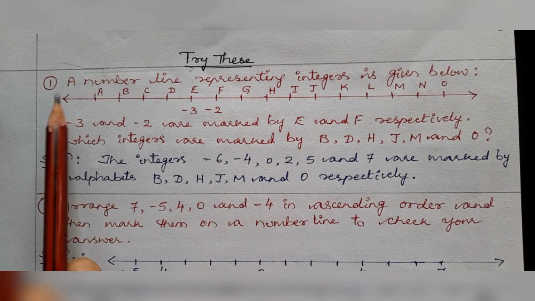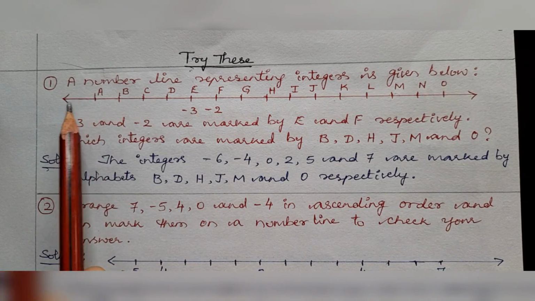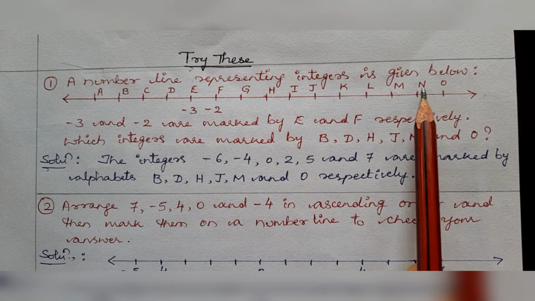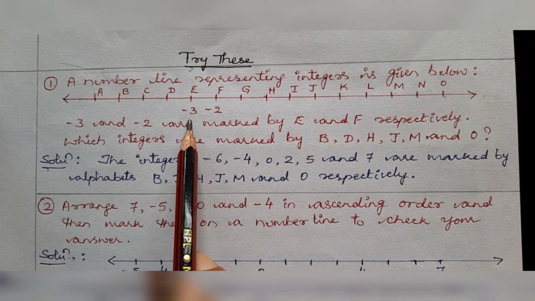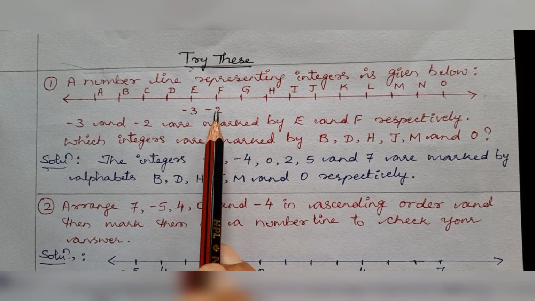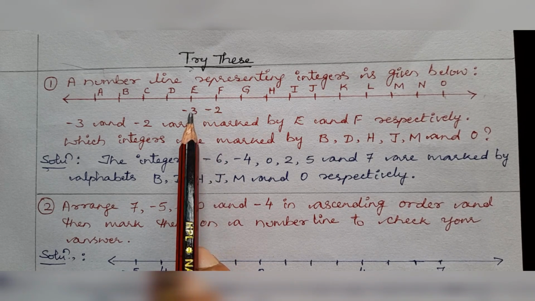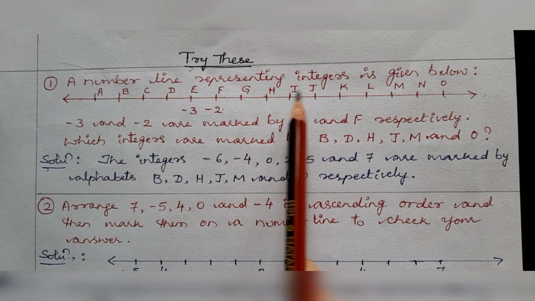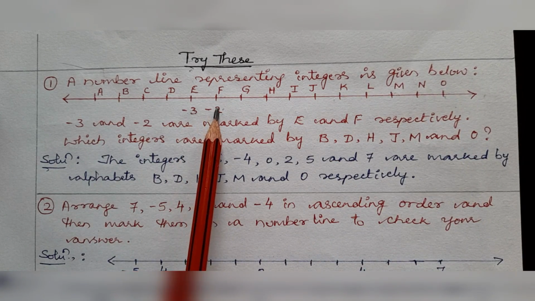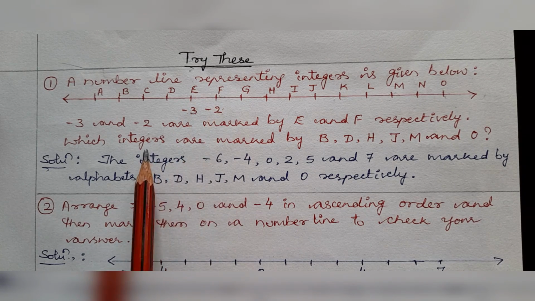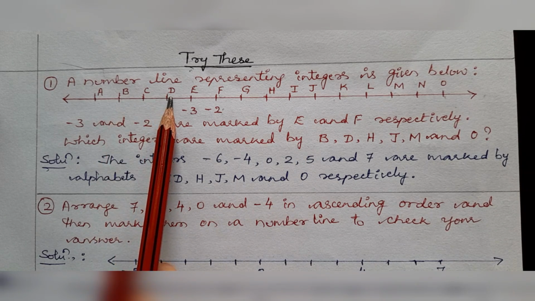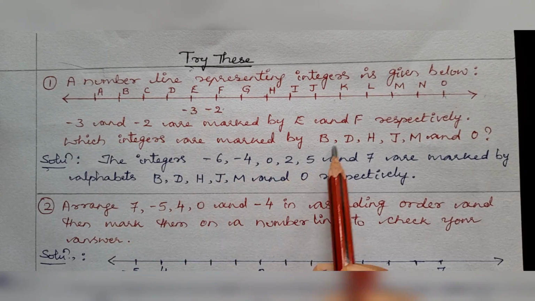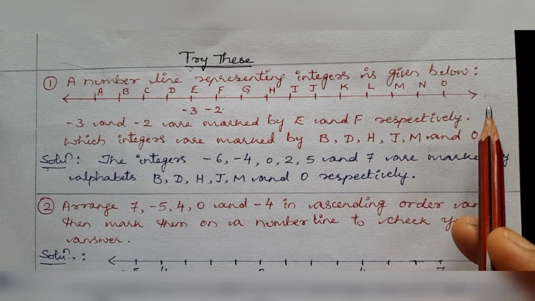Try these. First one: a number line representing integers is given below. So this is the number line. Points are marked on the number line and labeled A, B, C, D up to M, N, O. Negative integers are present on this number line. Minus 3 and minus 2 are marked by E and F respectively. Which integers are marked by B, D, H, J, M, O? So we have to say which integers come at B, D, H, J, M and O.